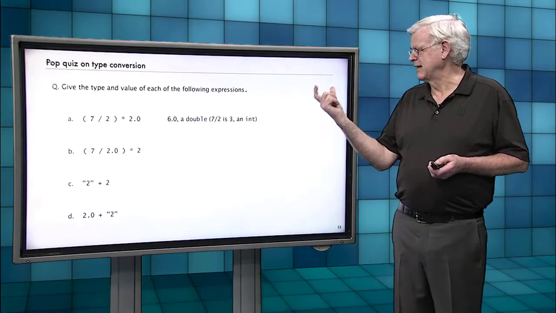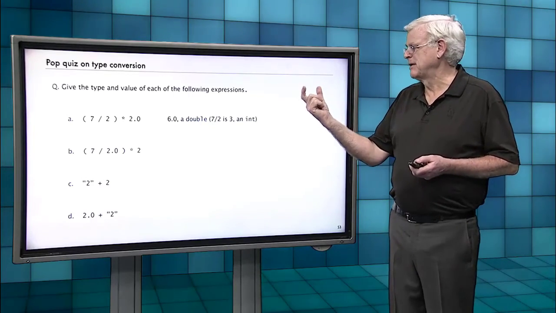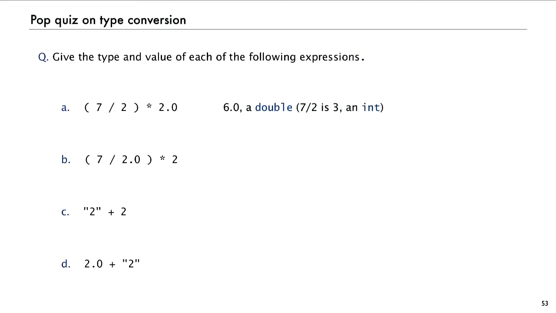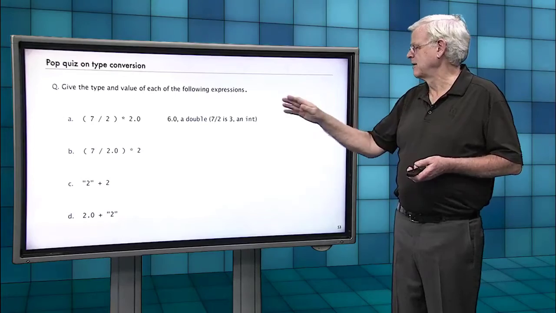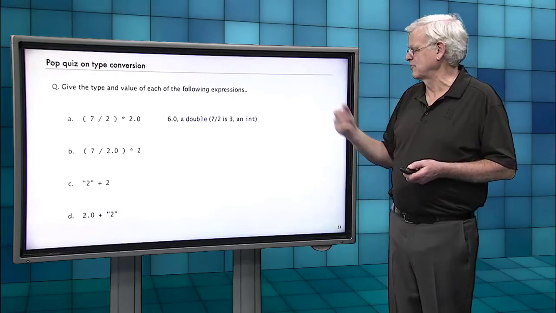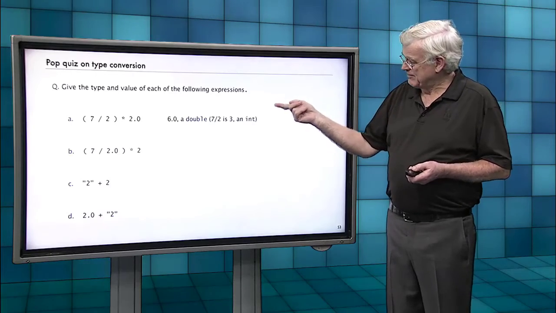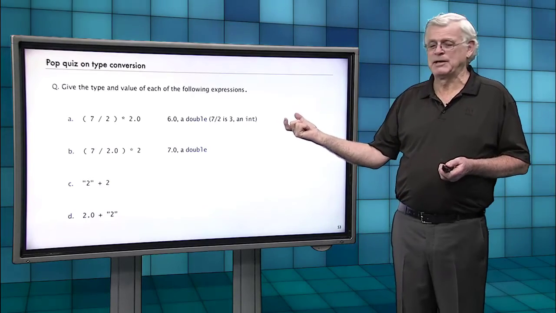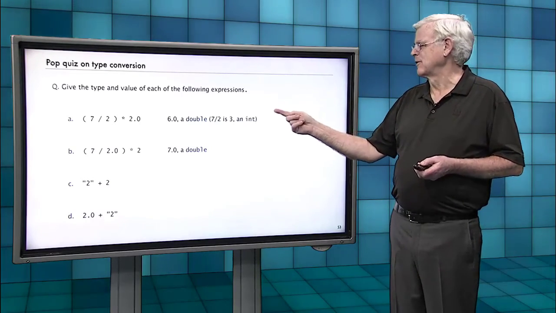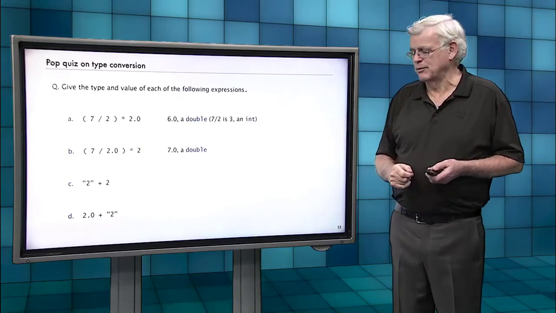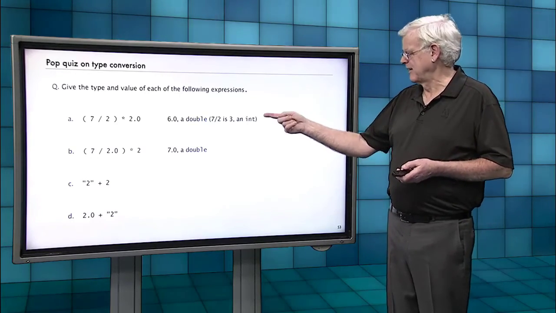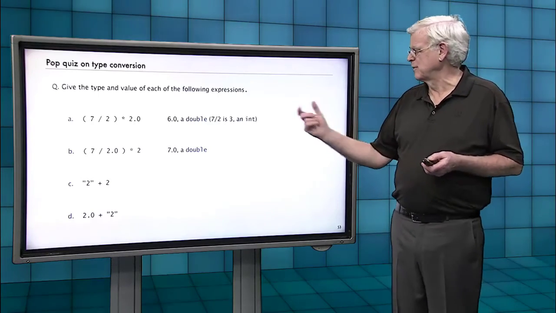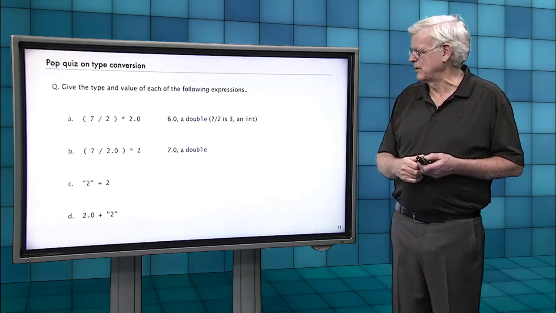7 over 2 is inside parentheses. So that's going to be integer division. So it's going to throw away the remainder. It's just going to be 3. And then multiplying by 2.0, that 3 will get converted to a double. So then the operation star is 2 doubles, and the answer will be 6.0. If you do 7/2.0, then you get 3.5 inside the parentheses, because the 7 will get converted to a double, because the other operand is a double. And then that 2 on the right will get converted to a double, so we have a multiply with 2 doubles and you get 7.0.